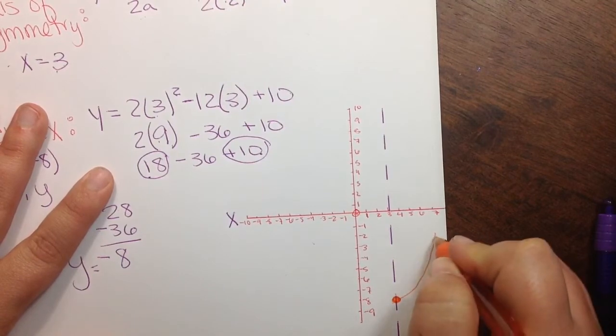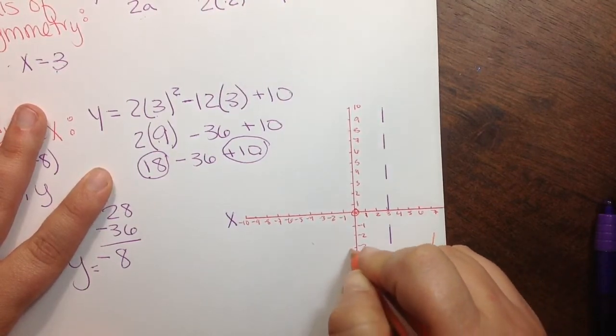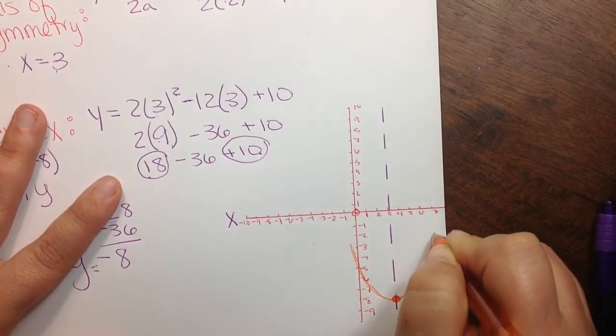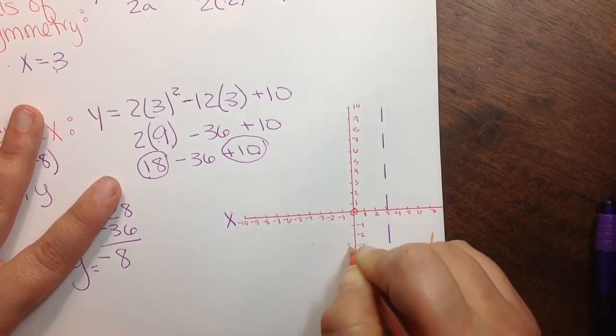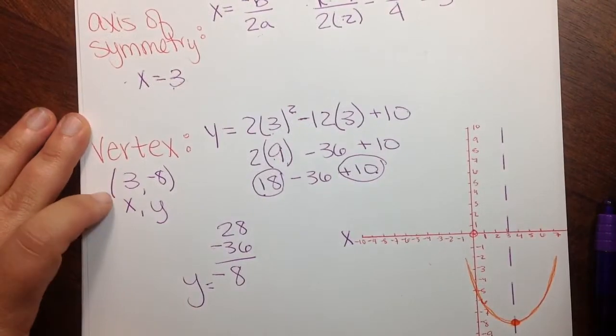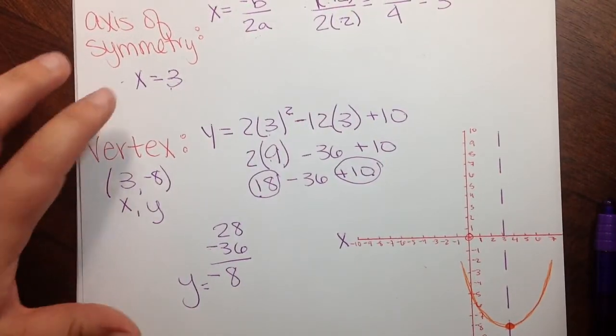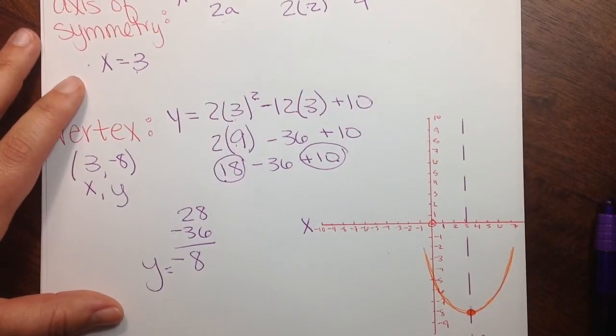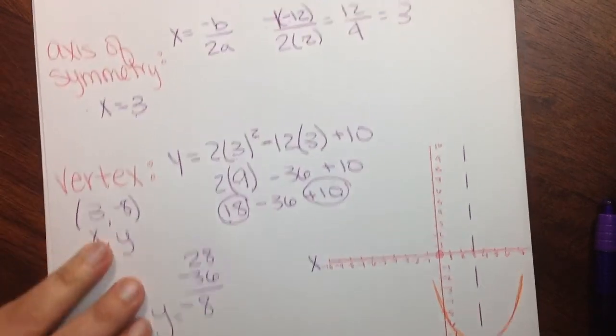So obviously right now I'm not trying to teach you how to plot the points and everything else. We're just understanding what the graph would look like. So this would be a positive parabola with a vertex of (3, -8) and an axis of symmetry at 3. Okay? I'm going to do another one for y'all.